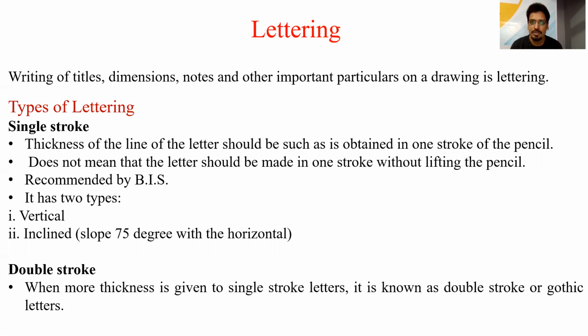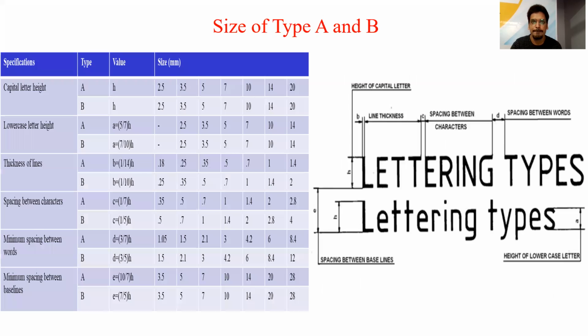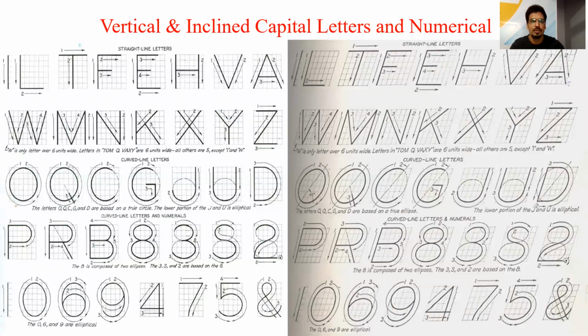So it is of two types. First one is the vertical lettering and second one is the inclined lettering. Vertical lettering is like this. This figure shows you the vertical lettering. Vertical lettering means if there is a horizontal line, then you have to write the letter in such a way that it is perpendicular to that horizontal line. So it is a straight line letters.